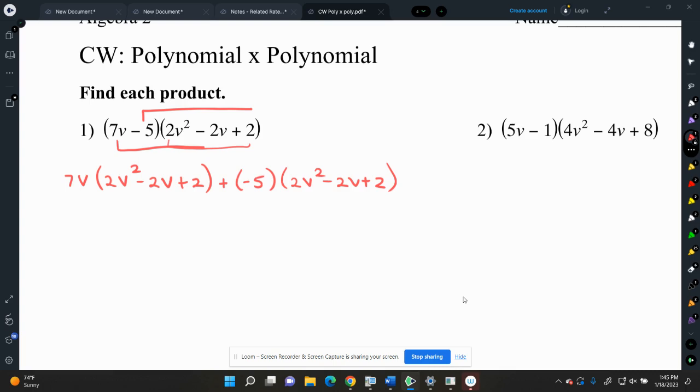Okay, so we're going to go ahead and distribute it. Go ahead and distribute the 7v and the minus 5.